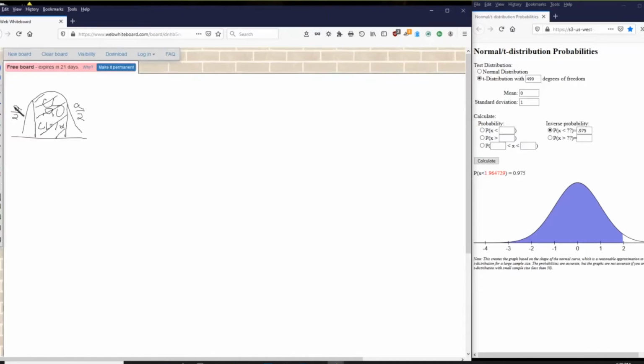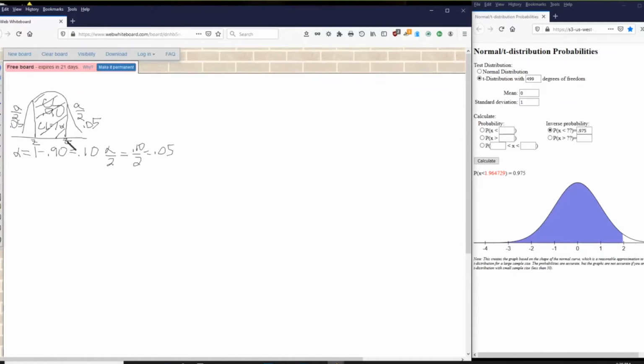So if my confidence level is 90 and I want to solve for alpha, that's going to be 1 minus 0.90, which is going to give me 0.10. That's going to make my alpha over 2. 0.10 divided by 2 is going to give me 0.05. So these are 0.05, 0.05.